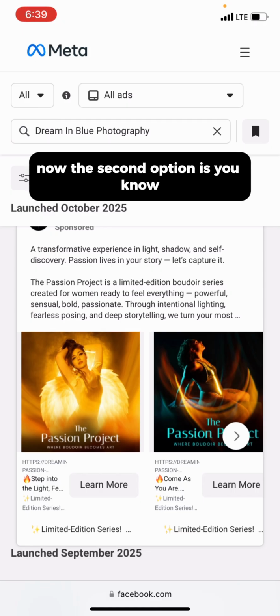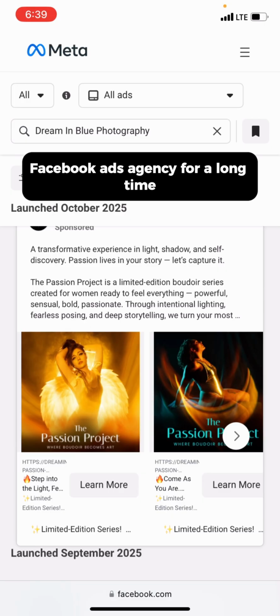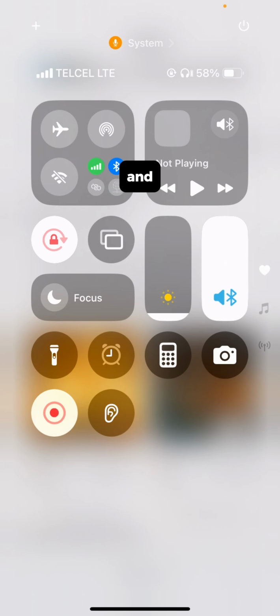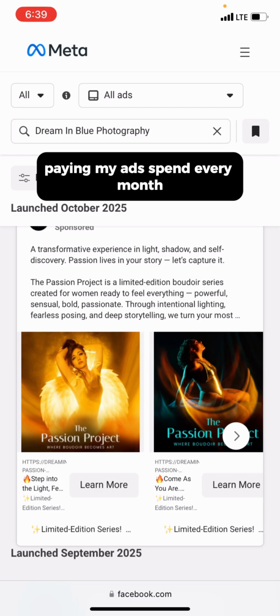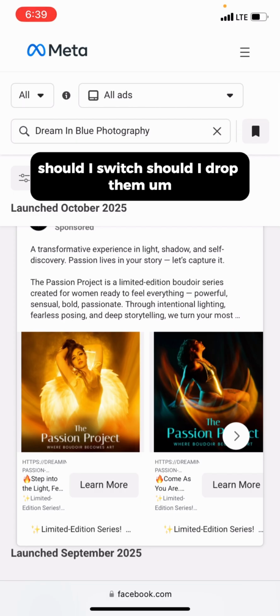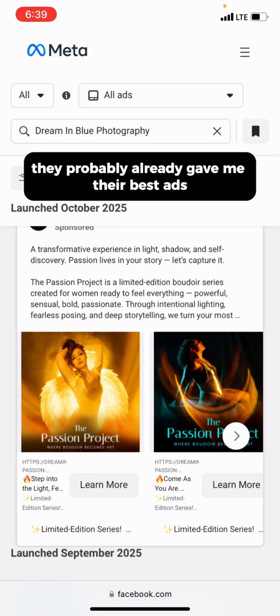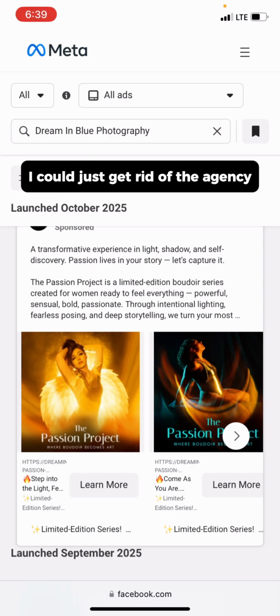Now, the second option is, boudoir photographers have been using a Boudoir Facebook ads agency for a long time, paying them a ton of money every month, plus paying their ad spend every month, and getting worse and worse results. They're stressed because they're wondering, should I keep paying them? Should I switch? Should I drop them? And they're thinking, well, they probably already gave me their best ads to get me hooked, and those are in my account and just running. So I could just get rid of the agency and keep running the ads that they already put in there.